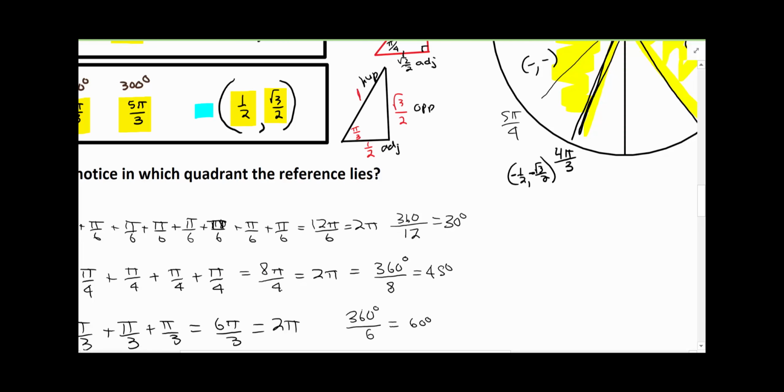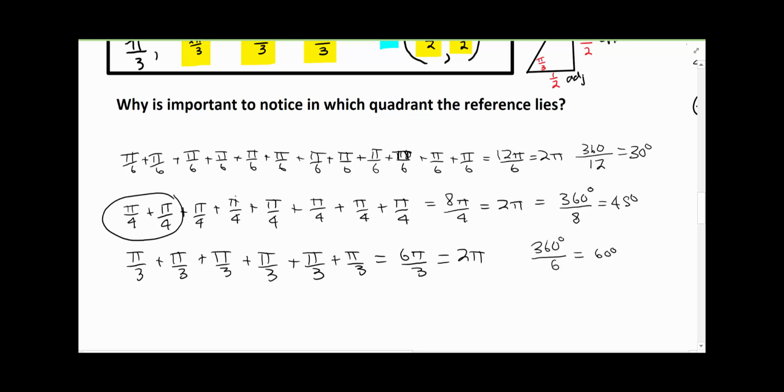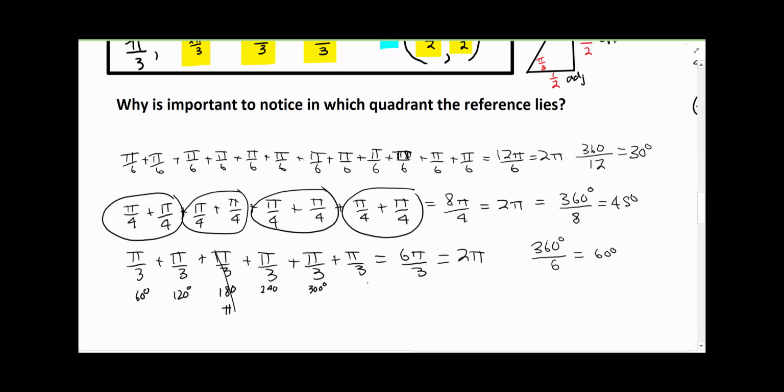Because in each quadrant, there's 90 degrees. Well, that's 2, 45s. So first quadrant, second quadrant, third quadrant, fourth quadrant. And then for pi thirds, the 60-degree angles, you've got 60, 120. At 180, that just is the same as pi, so that's not going to be a reference angle. Then you've got 4 pi thirds, which is 240, and then 5 pi thirds, which is 300, and then 6, which we're back to 360 or 2 pi.